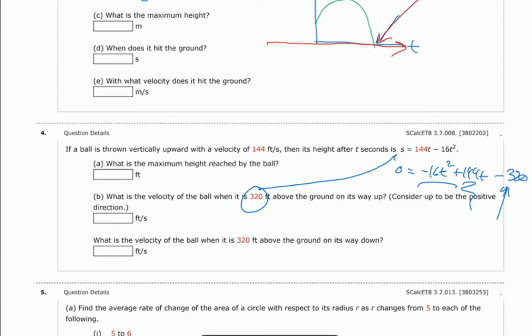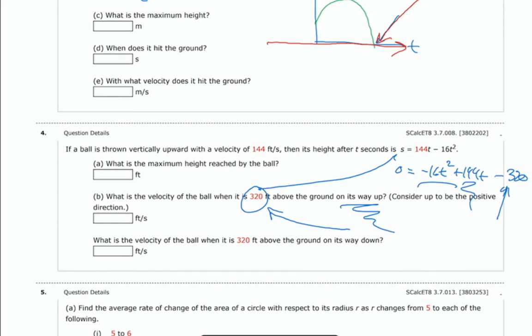And then, at least with these numbers, you're going to end up with a really manageable equation. If you solve that for t, you're going to get those two t values that we saw, the times when we have a height of 320. You want to use the lesser of those two t values because you're interested in the velocity of the ball when its height is 320 feet above the ground on its way up. That was the first of those t values. The second t value is when it hits 320 on its way down.